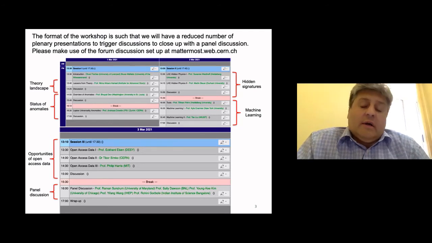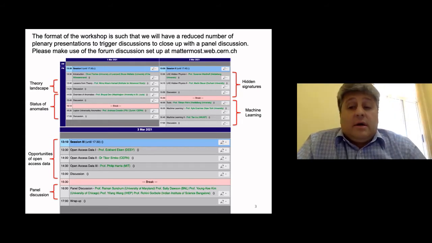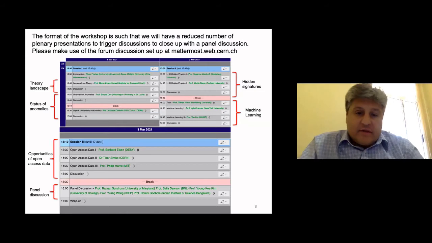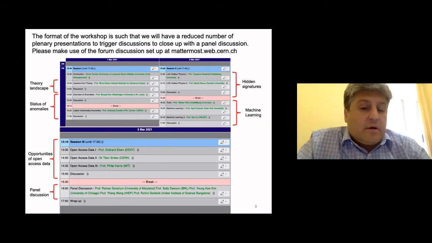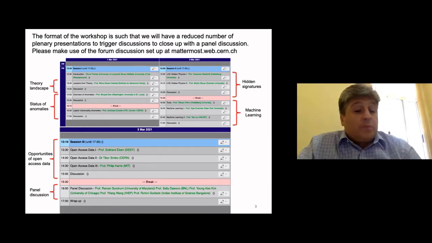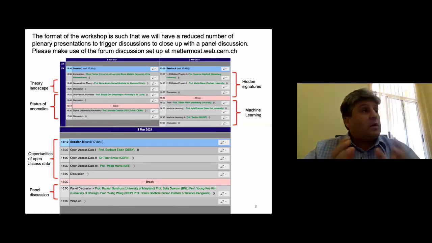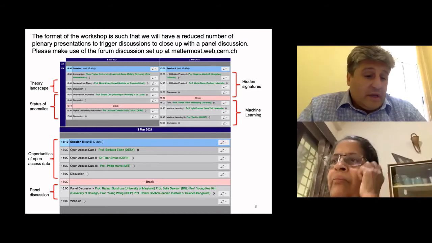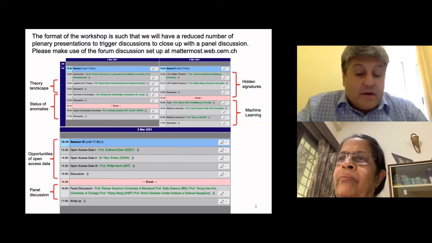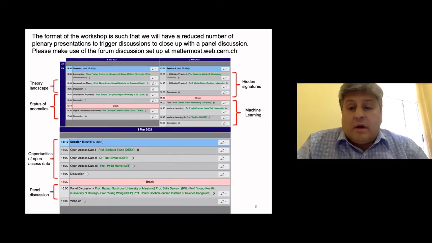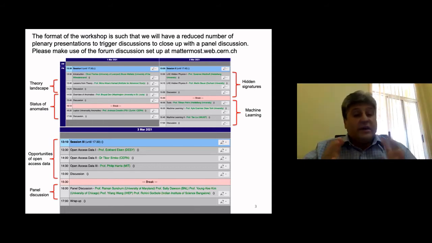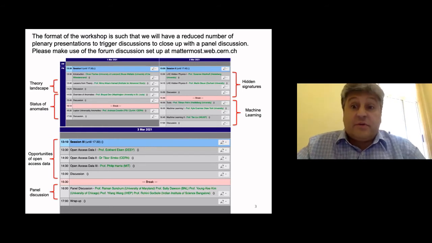That will later, tomorrow, bring us to 2 presentations by Susanna and Martin regarding hidden signatures and the models behind them. And after the break, we'll have a comprehensive view of machine learning as a tool in this context. And that will lead us to the 3rd day, March 3rd, where we will have a discussion about open data access with 3 very important presentations by Eckhart, Tibor, and Philip from 3 different perspectives in order to understand what that means. And the workshop will be closed by a panel discussion by very prominent members of our community who will focus on the issue of how to use these tools in order to enhance the ability to communicate between theorists and experimentalists.